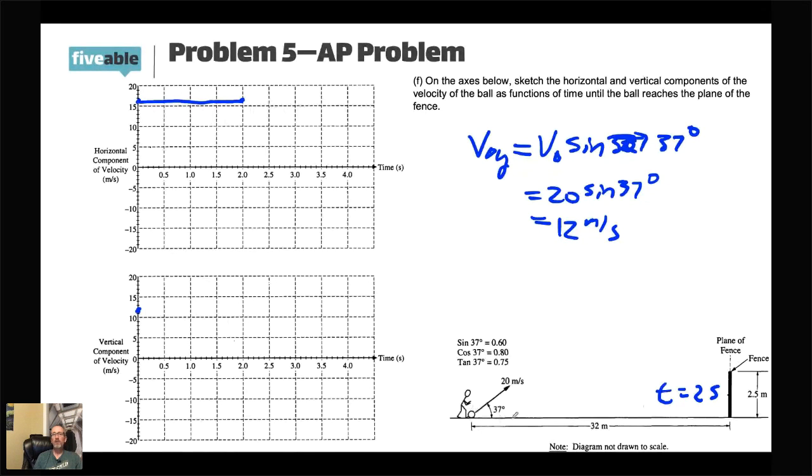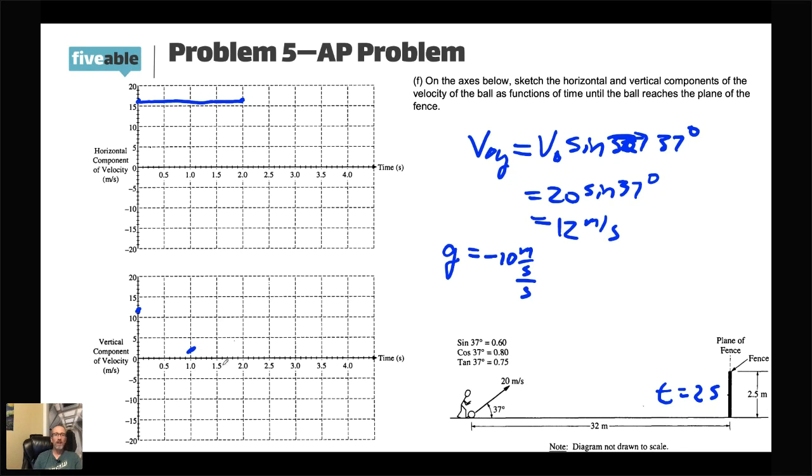And as I'm climbing, remember that I lose 10 meters per second every second. So one of the things that you can do is go over 1 second and then put a dot right where the 2 would be. Why did we do that? Because we know that the acceleration due to gravity is equal to negative 10 meters per second per second. And I started at 12 meters per second at 0 seconds. After 1 second, what would my speed be? Well, it would be a speed of 2 meters per second, and it's still in the positive direction.